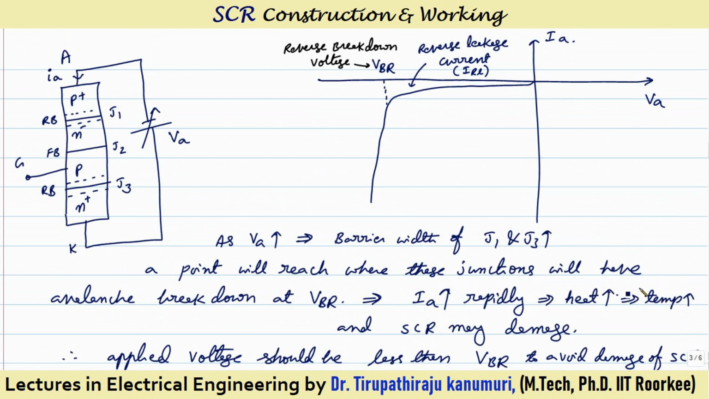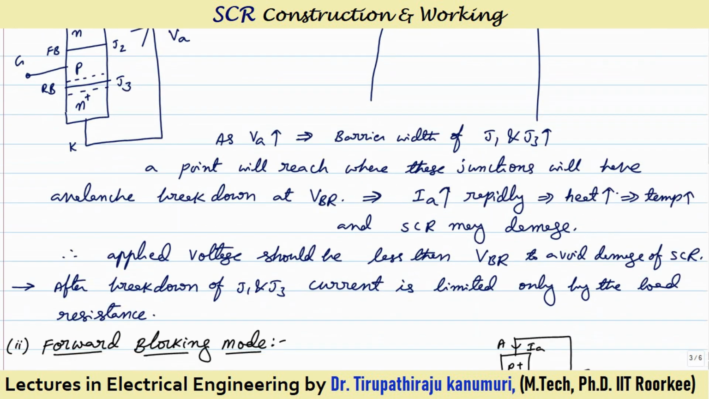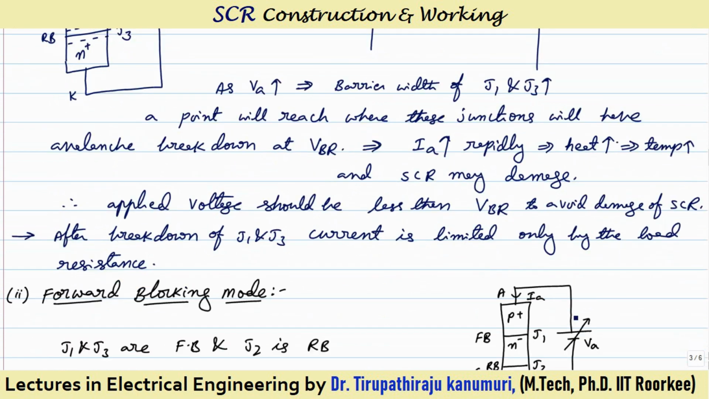This may lead to damage of the SCR, because the avalanche breakdown is happening because of the high value of the voltage gradient. This leads to a high value of current and spoiling of the SCR. That's why we have to take care that the reverse voltage never crosses this value of VBR. The applied voltage should always be less than this value to avoid damage to the SCR.